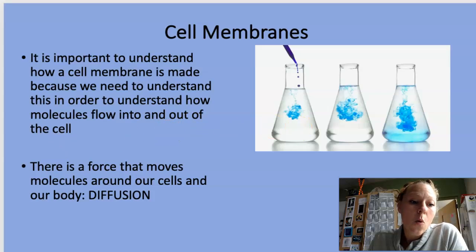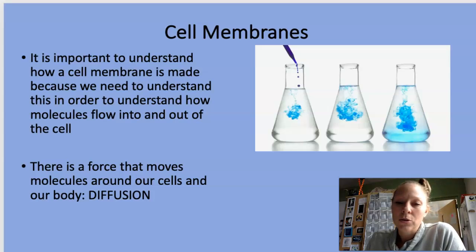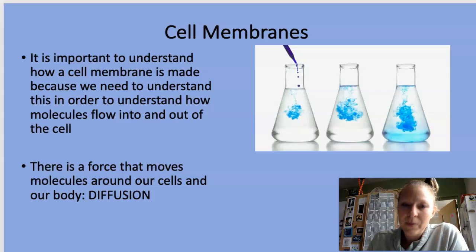But this is why we need to understand what the cell is made of in order to understand how materials pass in and out. So we have to understand that some molecules require energy in the form of ATP, but don't worry about that molecule yet. We'll talk about that later, but it requires energy to open and close those gated channels. But sometimes molecules can just pass in and out.